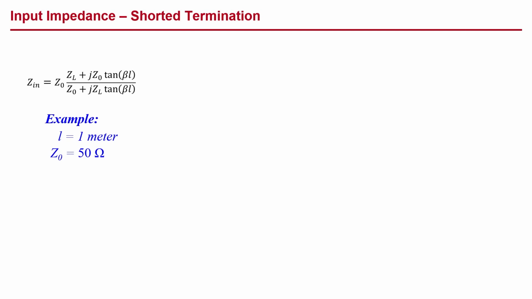Let's look at an example of a 1 meter length of a 50 ohm transmission line. Assuming a typical dielectric of Teflon or equivalent, we can estimate the wavelength in meters to be approximately 200 divided by the frequency in megahertz. Thus, we can expect our resonances for a half wavelength to occur at about 100 megahertz and multiples, for a quarter wavelength at about 50 megahertz and odd multiples, and for an eighth of a wavelength at about 25 megahertz and odd multiples.